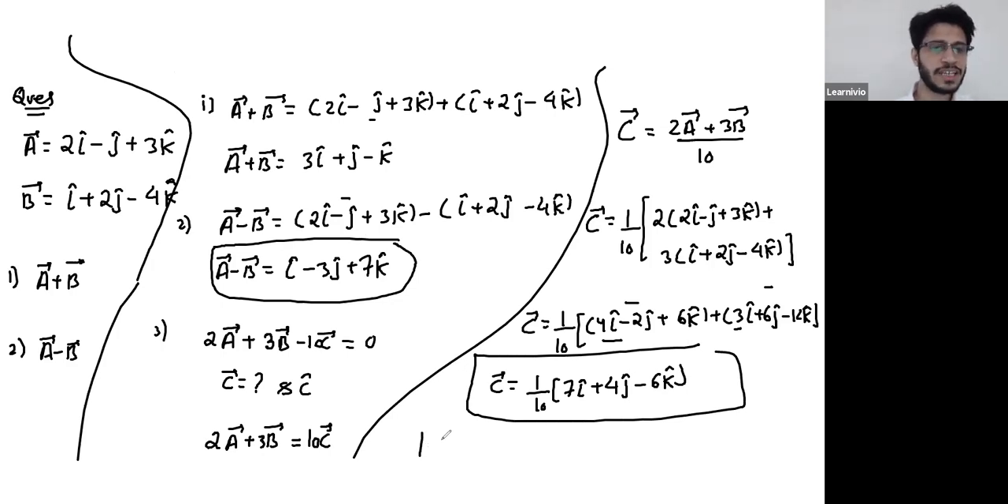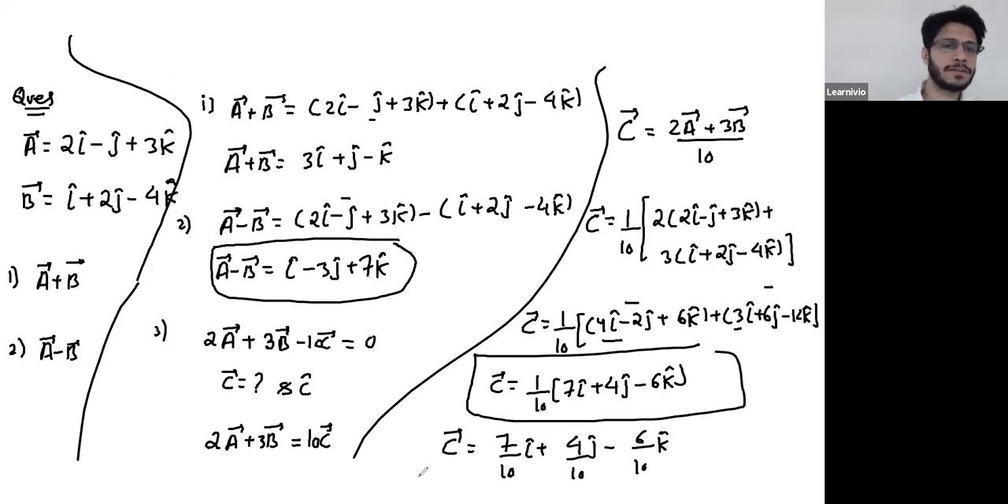You can write this further as 7 by 10 i cap, 4 by 10 j cap, minus 6 by 10 k cap. So is it clear? You're getting it? This last step. Yes, sir. Okay. Now calculate c cap. For the same part, calculate c cap. Just note it down and then calculate c cap.